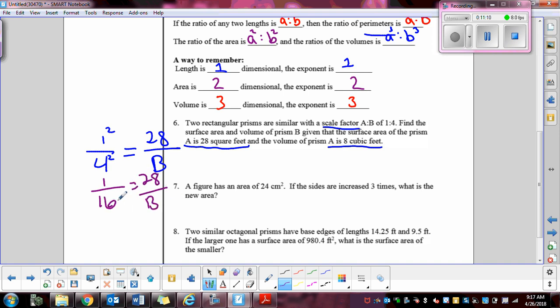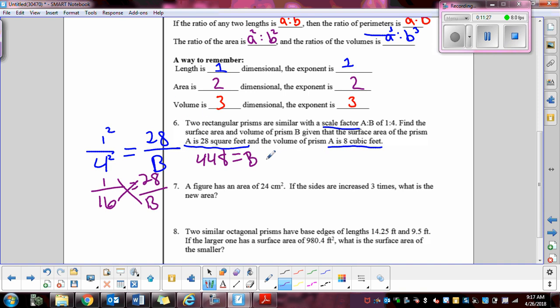Just cross multiply. 28 times 16 is 448. 1 squared is 1 times B is B. So the surface area of B is 448.